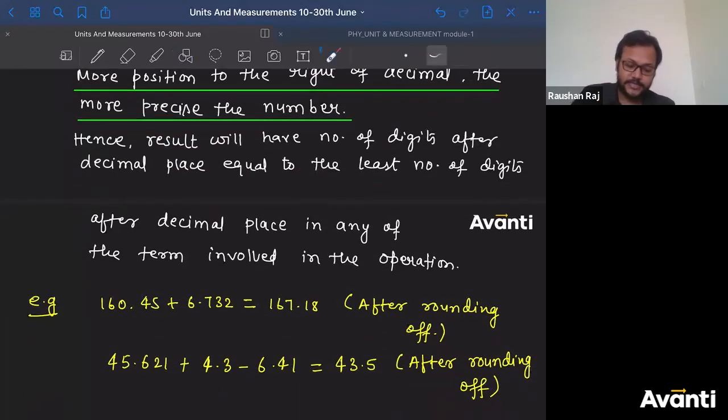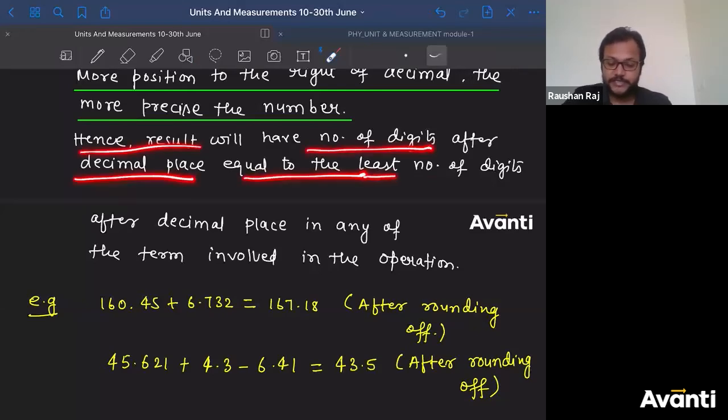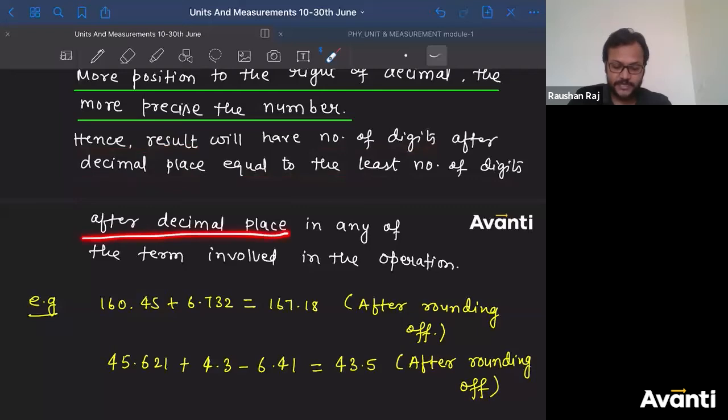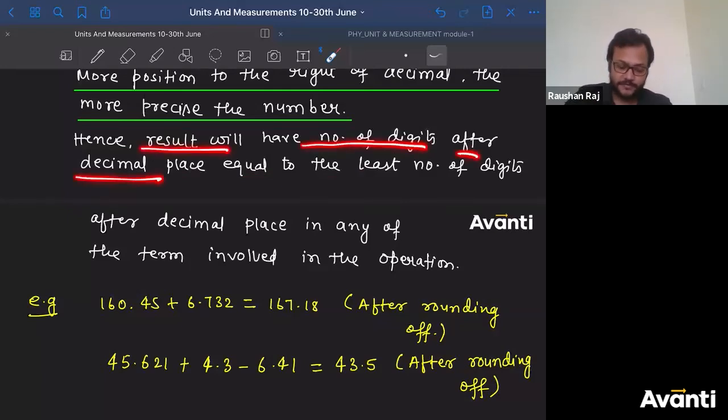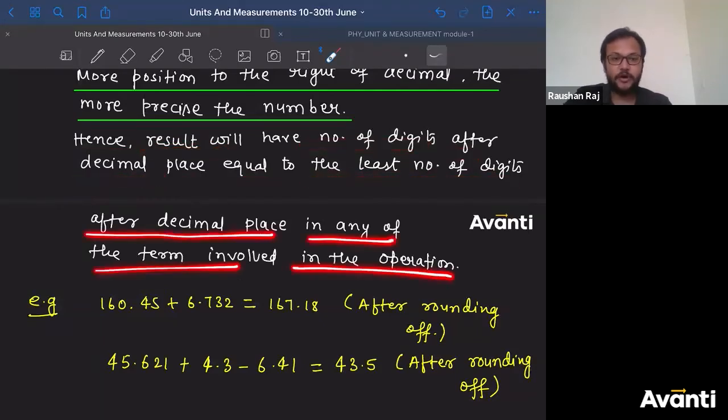Hence, the result will have a number of digits after the decimal place equal to the least number of digits after the decimal place in any of the terms involved in the operation. All right, I am reading it again. The result will have a number of digits after the decimal place equal to the least number of digits after the decimal place in any of the terms involved in the operation.